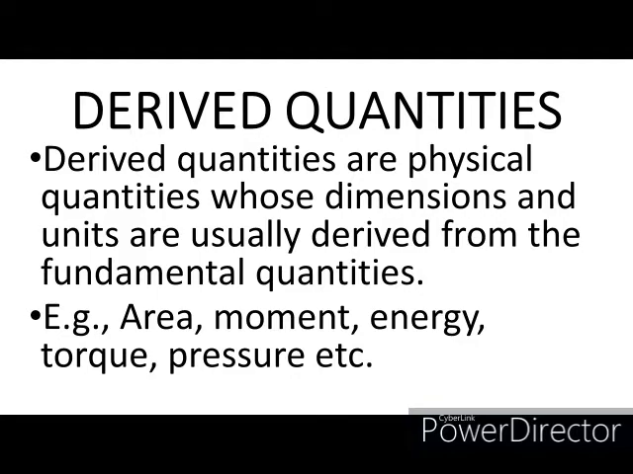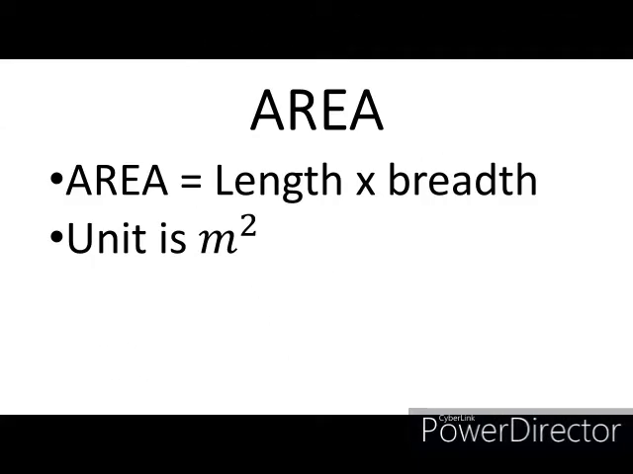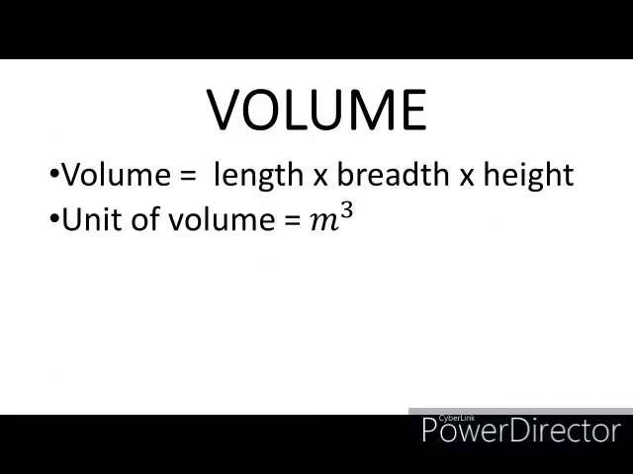For example, area. I believe you've heard the word area before. Area is simply the product of length and breadth. Now, both of them are lengths, right? So the unit of area is meter squared because both length and breadth are represented as length. We have the volume. Volume is simply the length times the breadth times the height. So it means that the unit is meter cubed, telling you that the length, the breadth, and the height are all measured in meters, which is length.